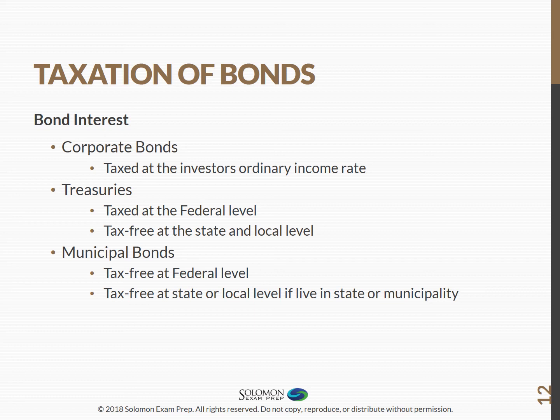The interest on bonds is taxed differently depending on the type of bond. The interest on corporate bonds is taxed at the investor's ordinary income rate. The interest on treasuries is taxed at the investor's ordinary income rate at the federal level, but is tax-free at the state and local level. The interest on municipal bonds is tax-free at the federal level and may be tax-free at the state and local level if the investor lives in the state or municipality.